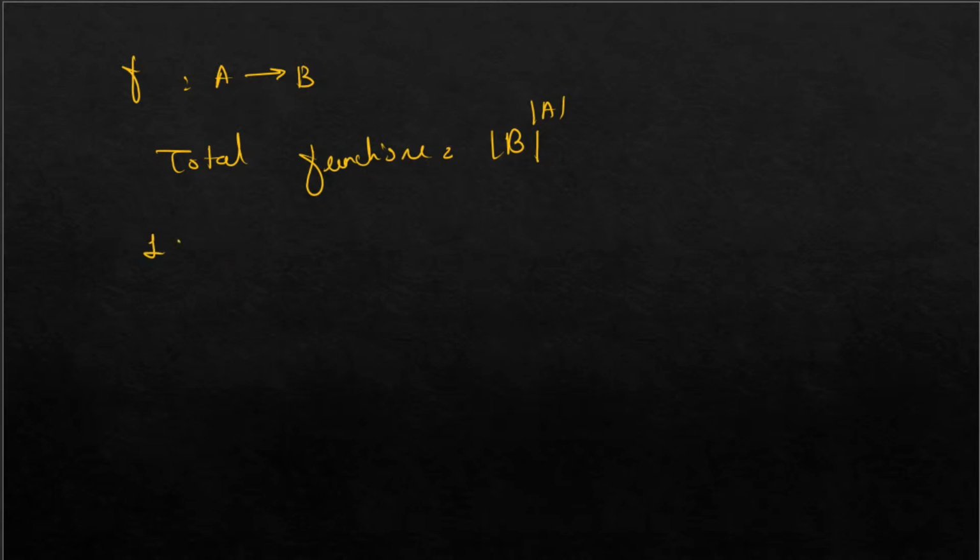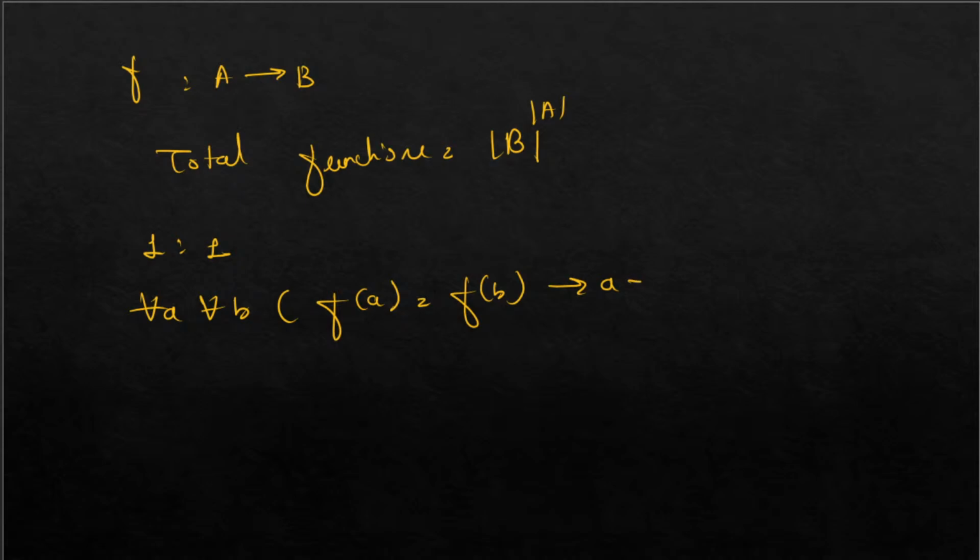And if it is one-one, then for all a, for all b, f of a is f of b, which implies a equals b. So the number of functions is the permutation of B and A. Okay, so P is for permutation.